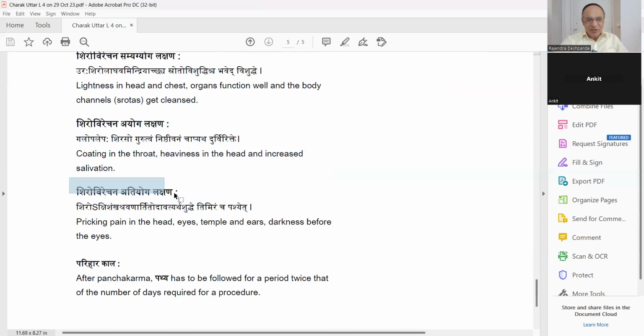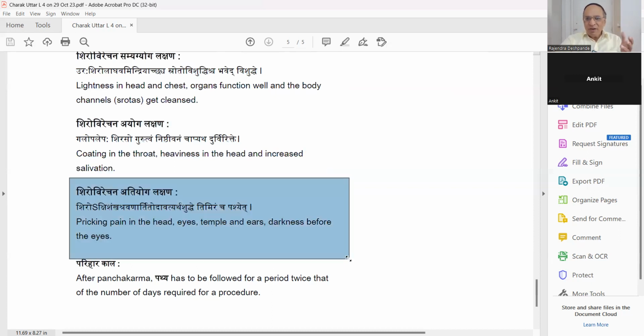And next is atiyoga, irritation. Here there is no dehydration. Actually, here you are not concerned with water loss. In Vamana and Virechana there is water loss, but here the problem is in the region. Pricking pain in the head, a lot of irritation in the eyes, temple region, ears, and darkness in front of the eyes. Oh sir, doctor, I'm getting giddiness. So there will be irritation. So this is Shiro Virechana Atiyoga Lakshana.